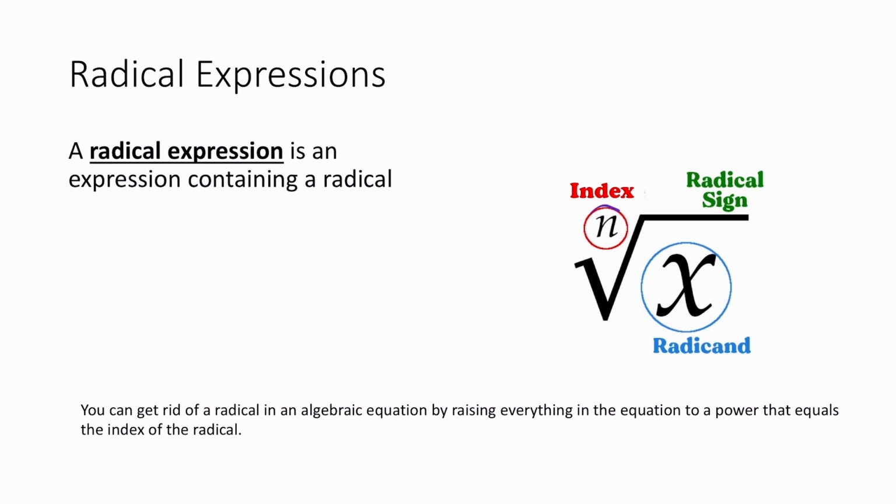So remember, the index will be written right here outside the radical. If there is no index written, that automatically implies that we are talking about the square root. So for example, this means that we're talking about the square root of 12.